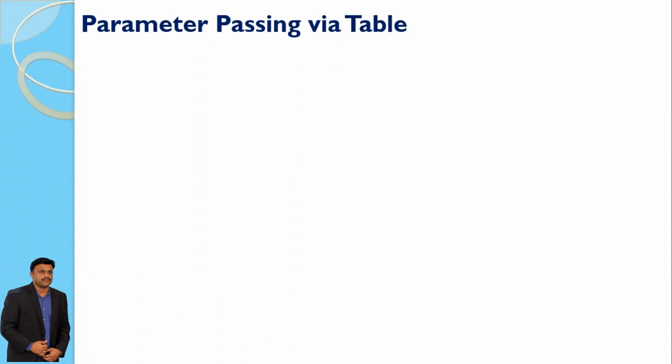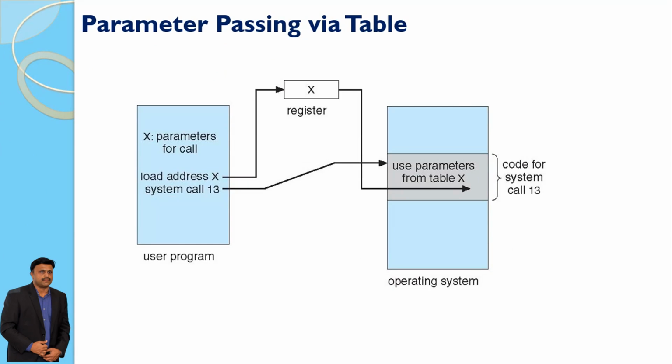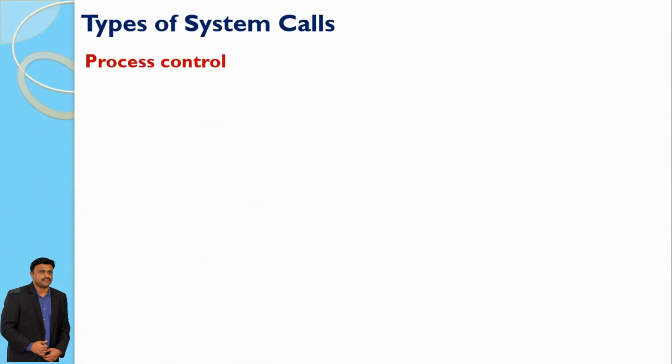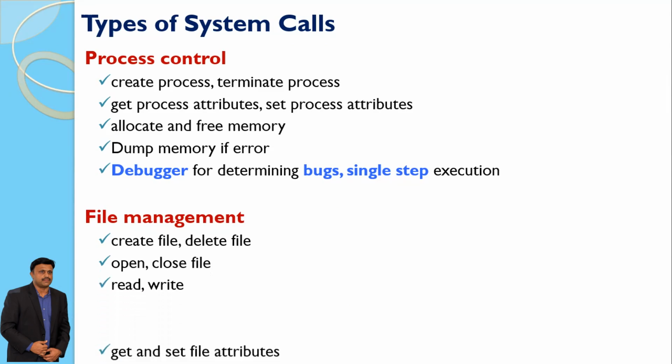This diagram shows how parameters for system calls can be passed via a table, with the operating system retrieving the necessary information from the table to execute the call. System calls can be categorized into types such as process control, which includes creating and terminating processes, and file management, which involves operations like opening, closing, and reading files.